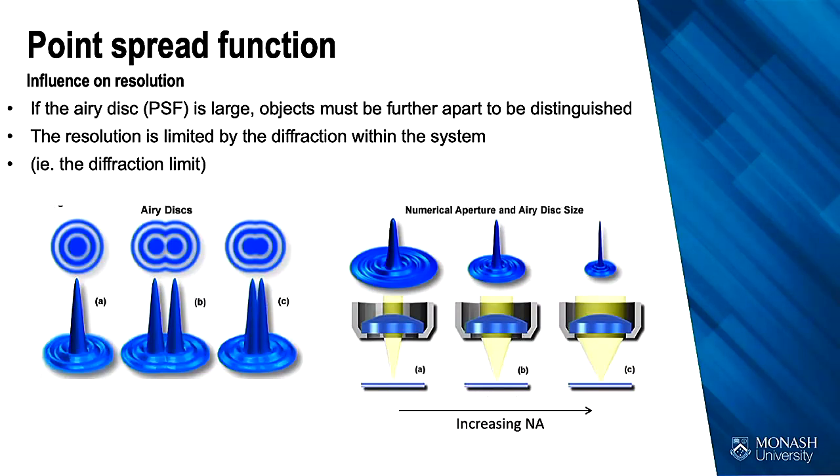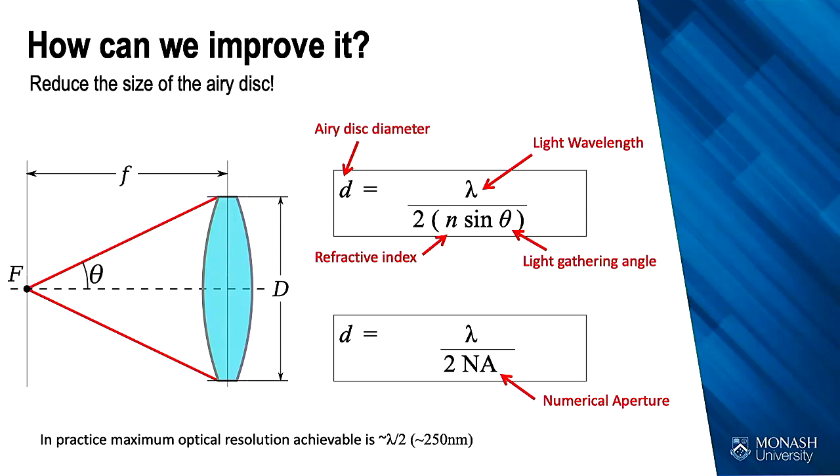Okay, so that's basically it for resolution. There's sensor resolution and there's optical resolution. We've spoken about optical resolution, so how can we improve it? Well, the Airy disk diameter is given by this equation here: d equals lambda over 2 n sine theta, where d is the diameter, lambda is the wavelength of the light, and n sine theta is NA. Remember that first equation. n is the refractive index of the medium.